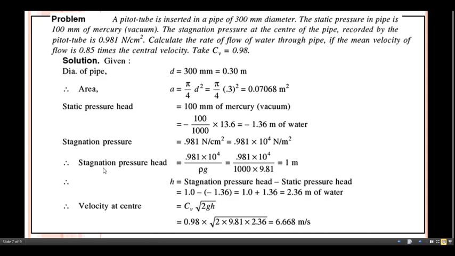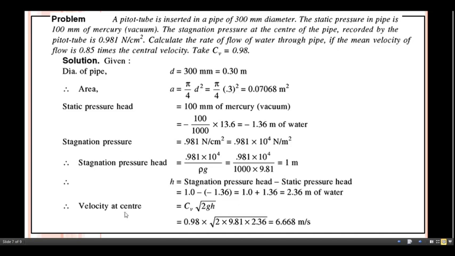Then the stagnation pressure head indicates P divided by rho g. Substitute the value of rho g and we can get 1 meter. Then H indicates the stagnation pressure head minus the static pressure head. So this value is 1 minus minus 1.36, and we can get 2.36 meter of water.